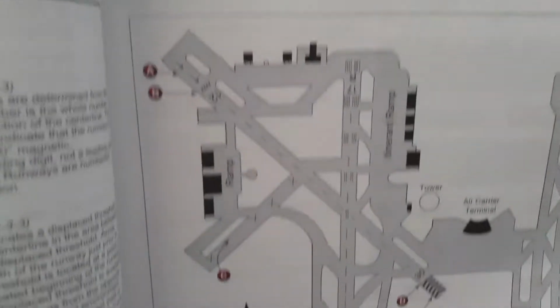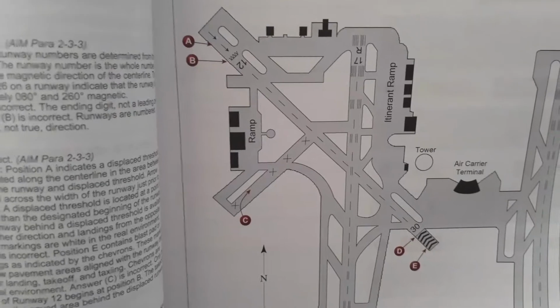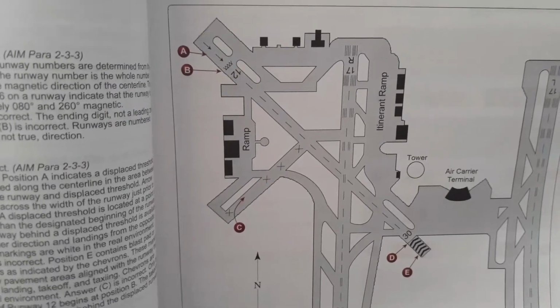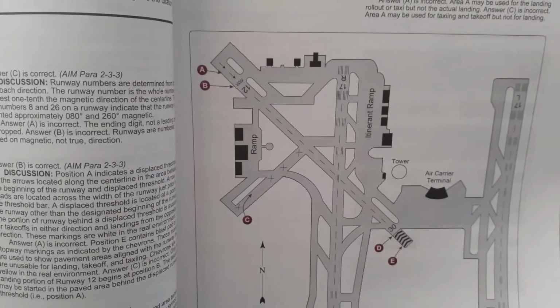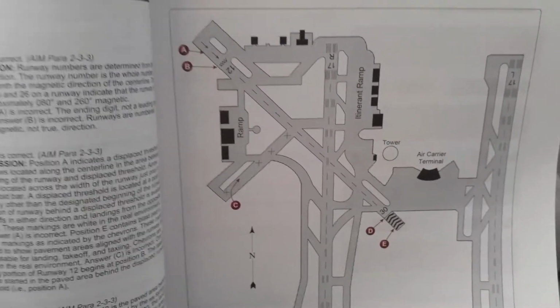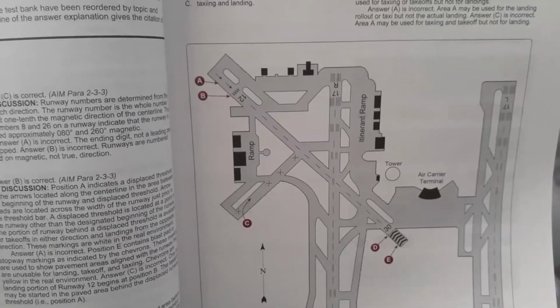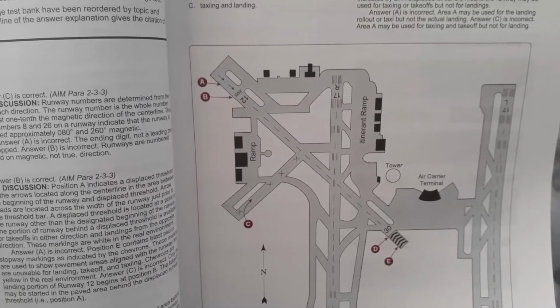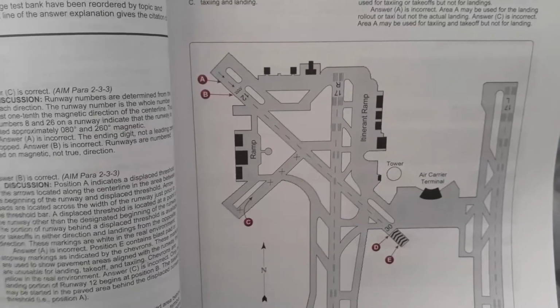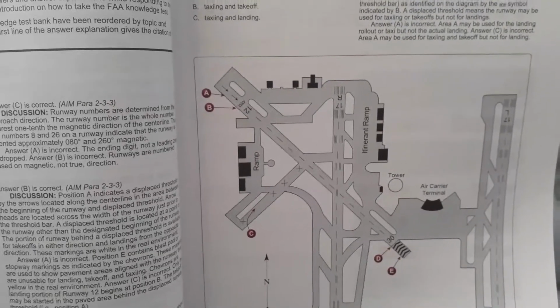Okay, question 2. According to the airport diagram, which statement is true? A, position E on runway 30 is available for landing. B, takeoffs may be started at position A on runway 12, and the landing portion of this runway begins at position B. Or C, takeoff and landing portion of runway 12 begin at position B.